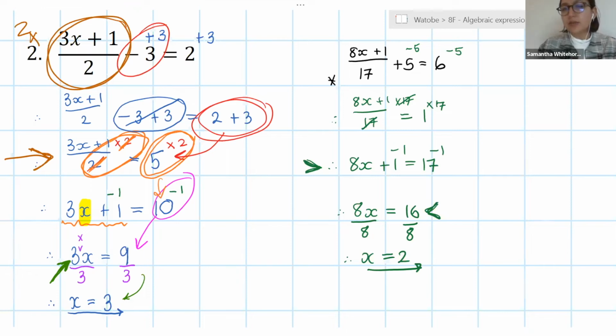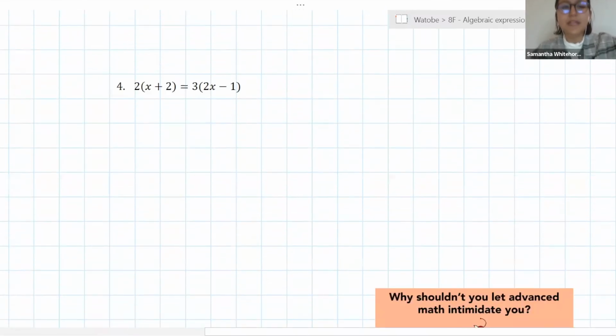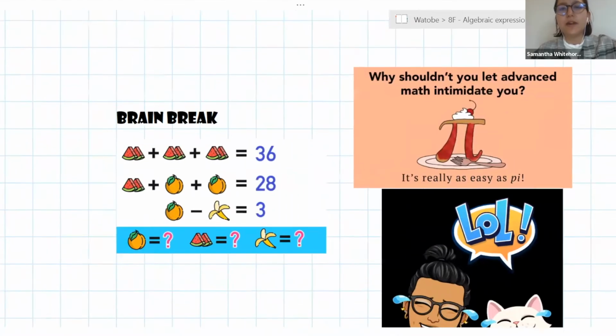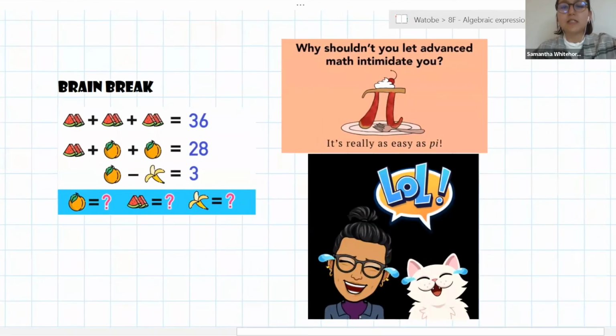So what we're going to do is take a bit of a brain break. What I'd like you to do is put a little thumbs up, thumbs down, or a half, showing how you're feeling about the questions we've done so far while I put up the brain break. For those of you that are new, a brain break is a little break we take from all the equations and the math, and we try and think about numbers a little bit differently.